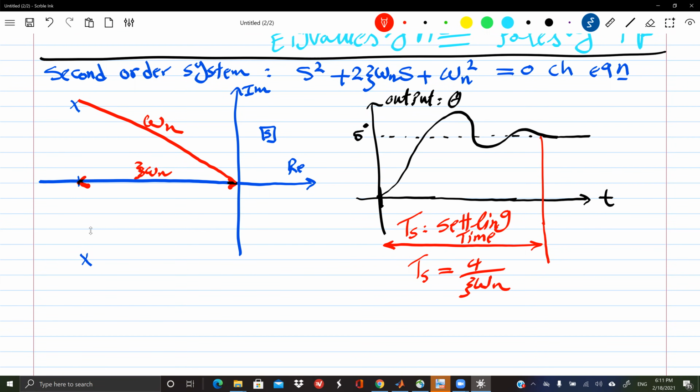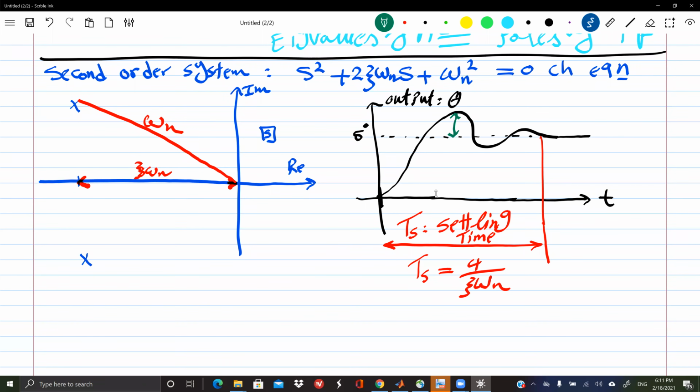So the location of the poles now, they are not just mathematical objects or fictitious things or merely determine stability. No, they determine the performance, how things will behave. Not only that, this thing.